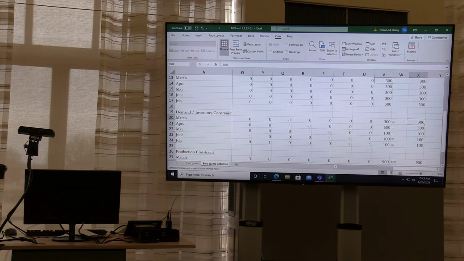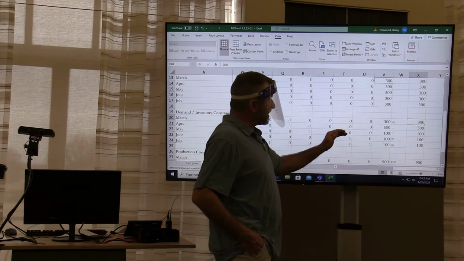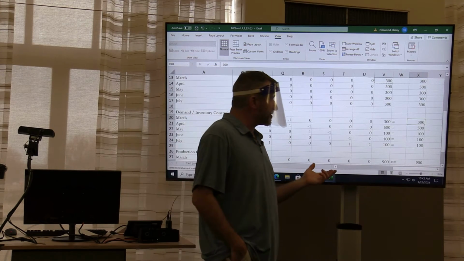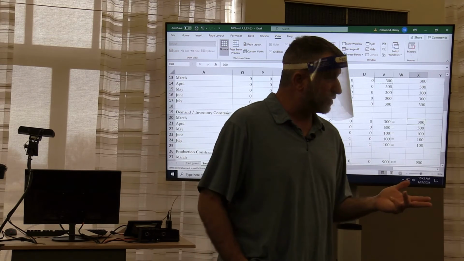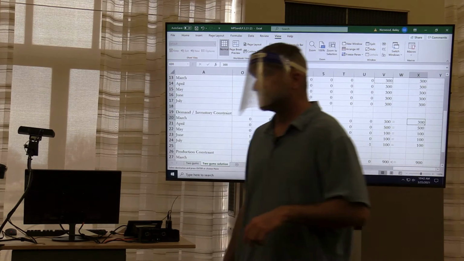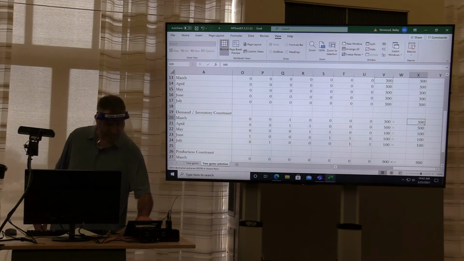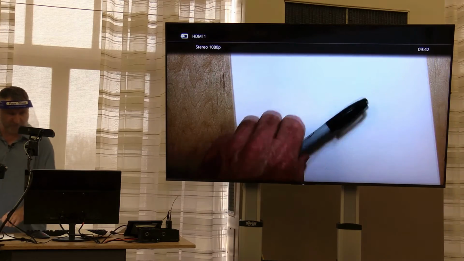And whereas demand for good 1 was 300 in each month, we have a different demand for gum 2 in each month. In March, we plan to sell 300. In April, we plan to sell 500. May, June, July, we plan to sell 100. I'm writing something here, but this is something you already have on your worksheet from last time.